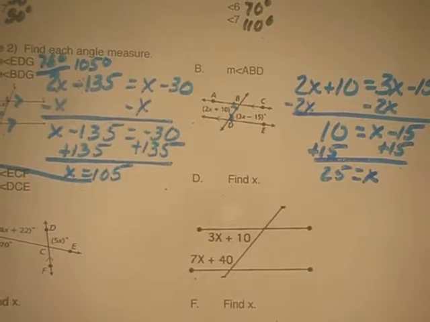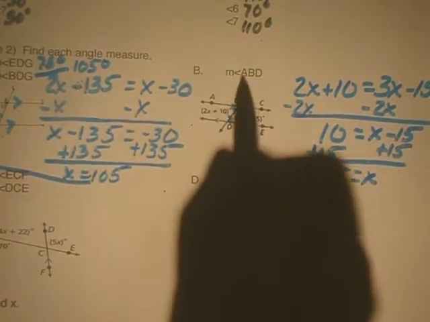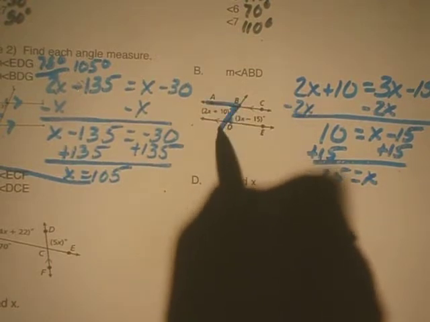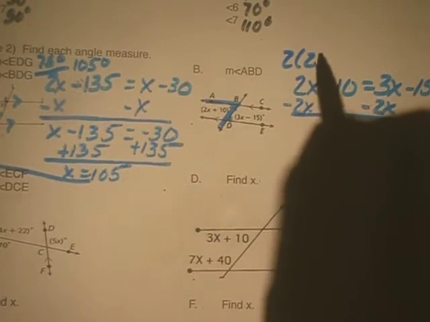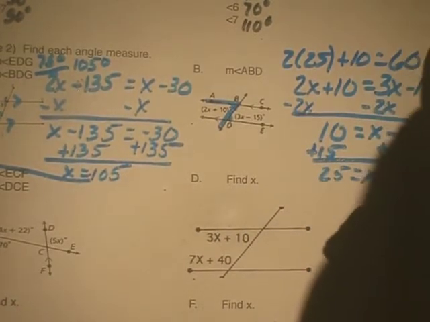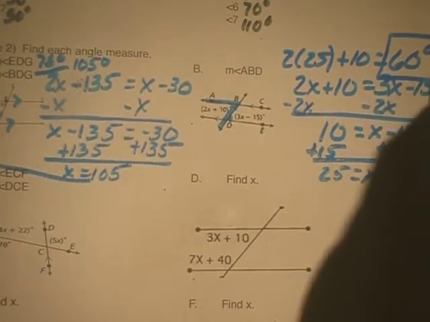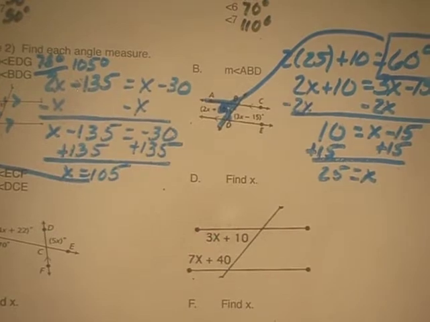Again, that's not our final answer. We need to take that and put it right in here. We were asked to find angle ABD. So we would do 2 times 25 is 50, plus 10 is 60 degrees. And that angle right here is 60 degrees.